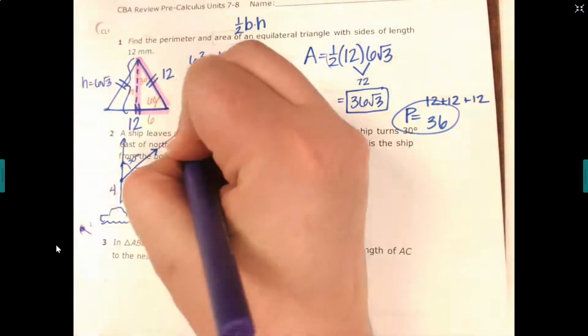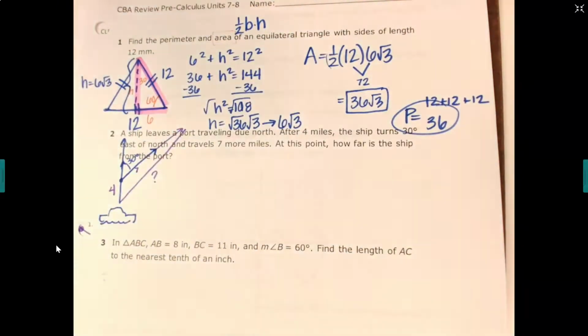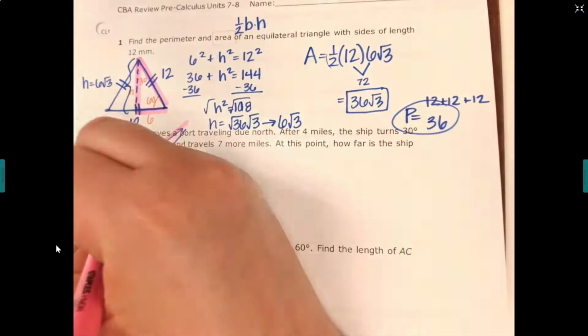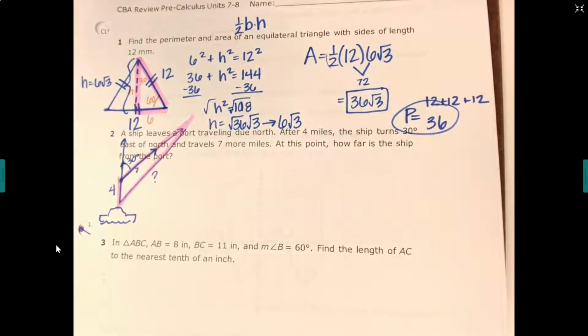Okay, so let's see. We want to know how far away is he from the port. Okay, which law should I do? Law of sines, law of cosines, or Pythagorean theorem? Which one is immediately out? Oh, you don't see the triangle? It's right here. That's the triangle. Which one's automatically out that you can only use on right triangles? Pythagorean theorem. Pythagorean theorem, out of there. Not a right triangle, bam, gone, not an option.